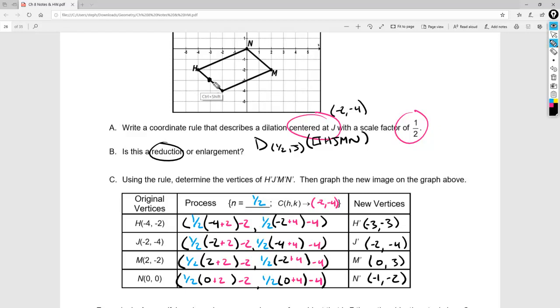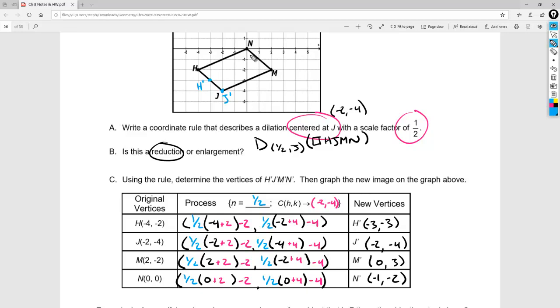Let's use a different color. Alright, so I'm at -3, -3 for H, which makes sense. I'm at -2, -4 for J. Notice how J is my center of dilation and it did not move. Okay, makes a lot of sense there. That's something that you're going to be looking for.